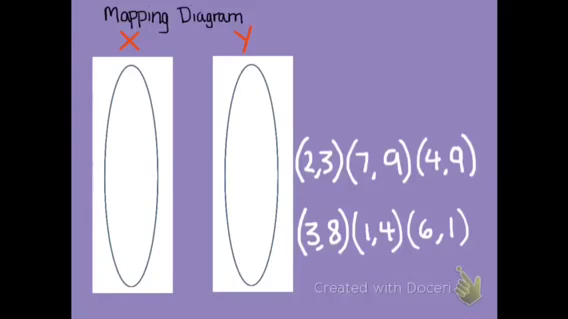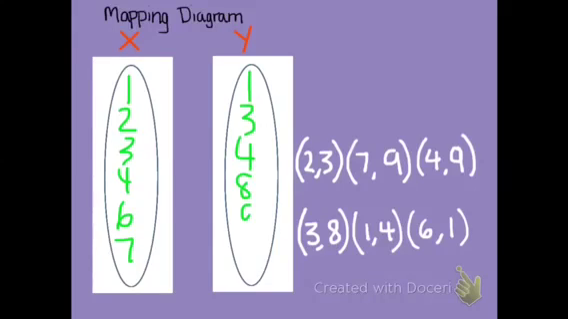Another type of chart you may see is a mapping diagram. In this, all the x values are listed numerically over here on the left side, and in another column on the right side, the y values are listed numerically. For example, we take the bottom coordinates and list out all the x's and the same with the y's from least to greatest.